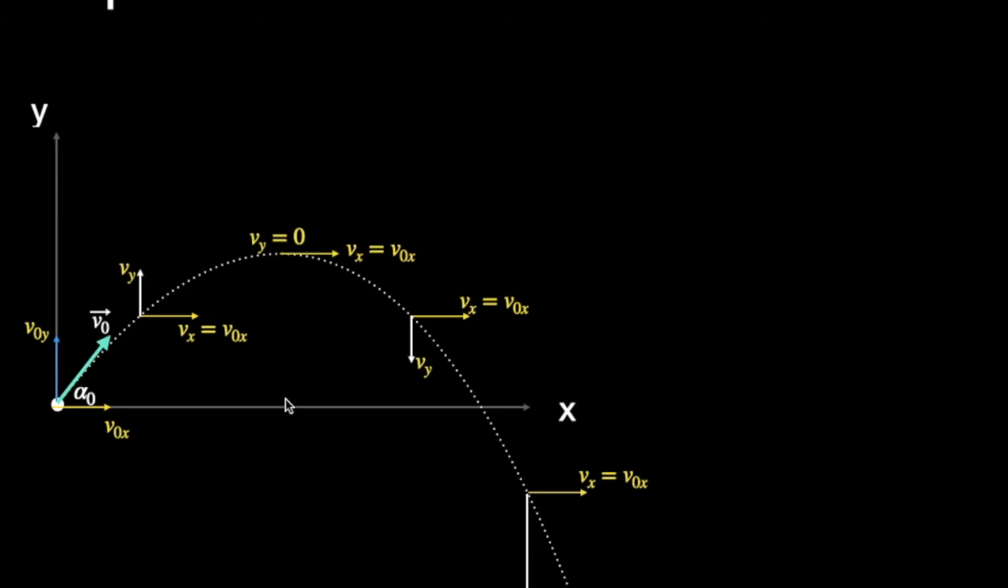The net velocity vector at any position is given as the vector sum of the horizontal and vertical velocity vectors at that position. Since the vertical velocity vector is changing, the net velocity vector keeps changing at all positions. The angle made by the velocity vector with the horizontal changes continuously along the path of the projectile.